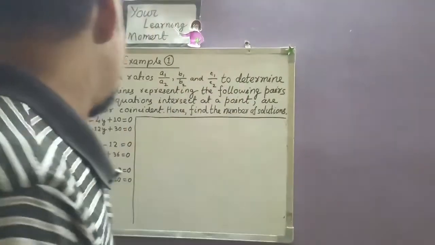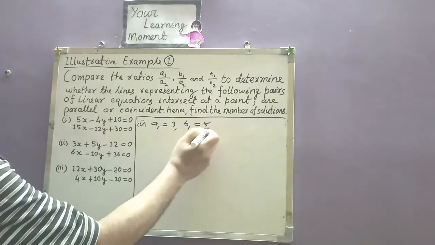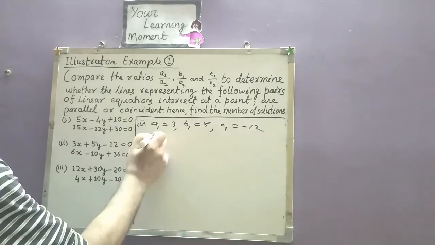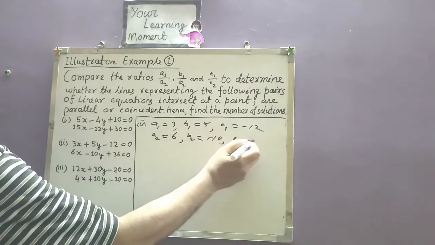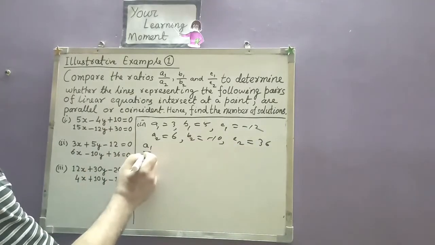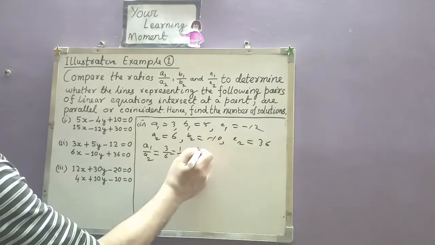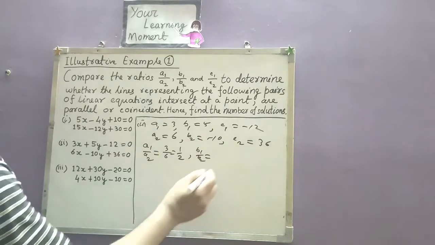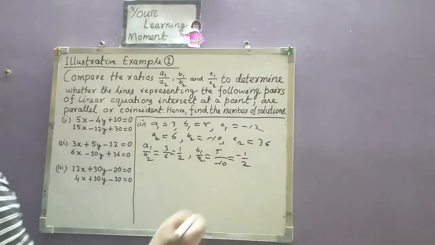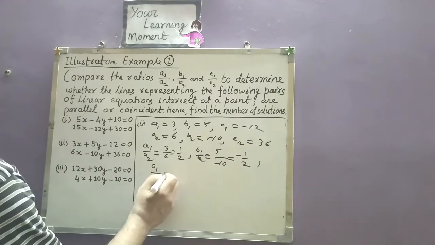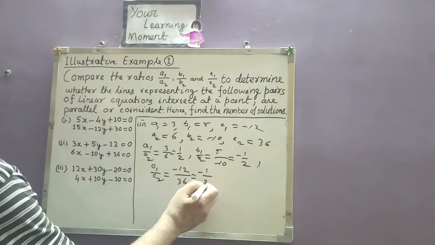Now come to the second equation. What is a1? 3, b1 is 5, c1 equal to minus 12, a2 equal to 6, b2 minus 10, c2 equal to 36. So a1 by a2 is 3 upon 6, that is 1 upon 2. b1 by b2 is 5 upon minus 10, that is minus 1 by 2. c1 by c2 is minus 12 upon 36, that is minus 1 upon 3.